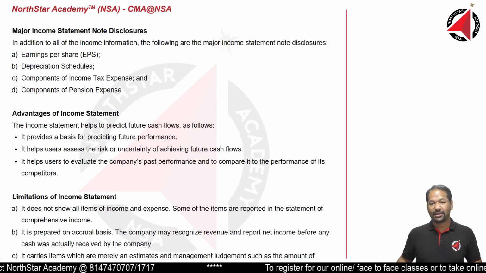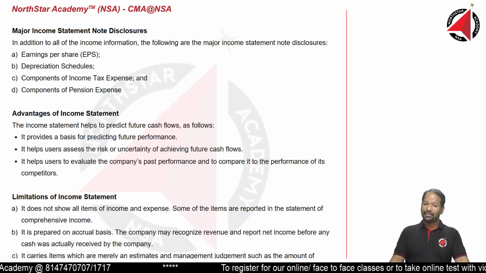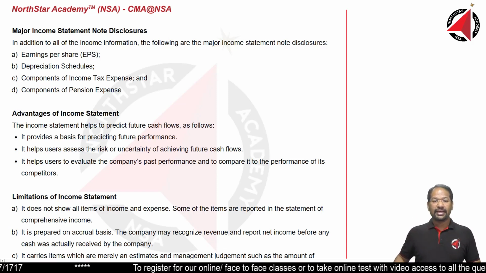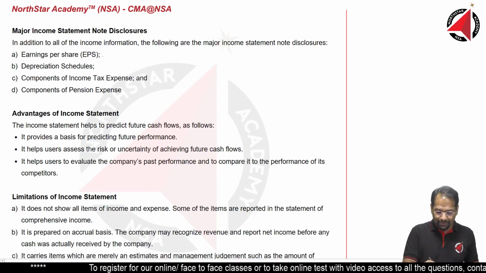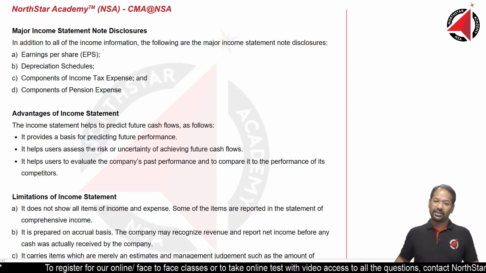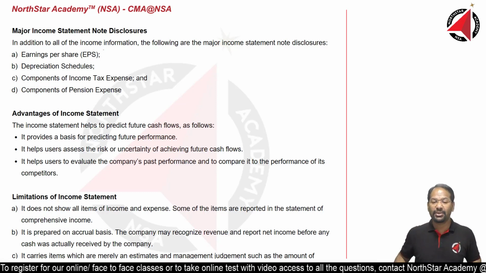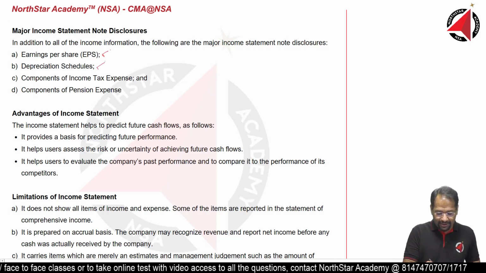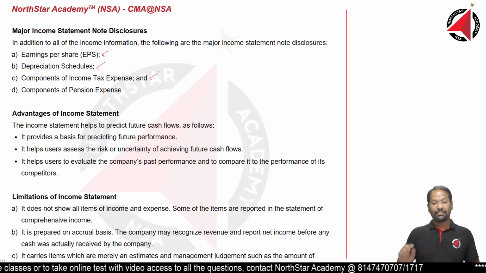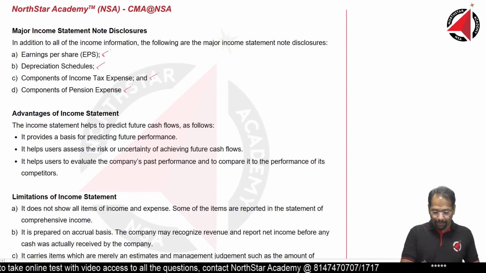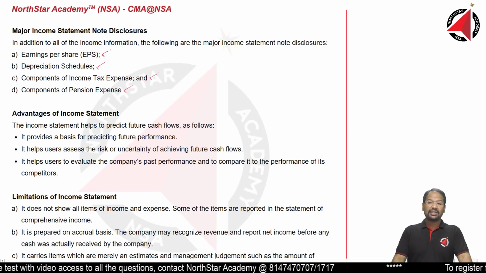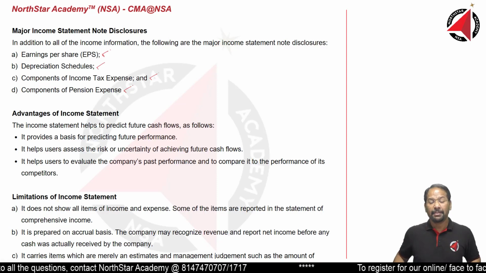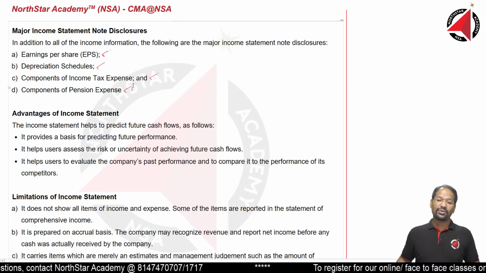Major income statement note disclosure. You don't have to memorize anything here. You just need to know that these are items which need to be disclosed in the income statement. The first one, EPS. We will be learning about these in great length. But for now, just remember these need to be disclosed with the income statement. First, earnings per share. Next is the depreciation schedule. Components, the breakup of the income tax. And the last one, the components of the pension scheme. Alright, remember these are major items. This is not the exhaustive list of disclosures under the income statement. These are the major items which need to be disclosed along with the income statement.